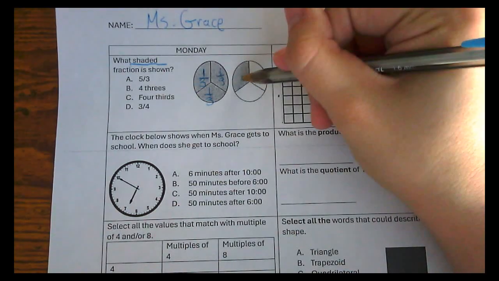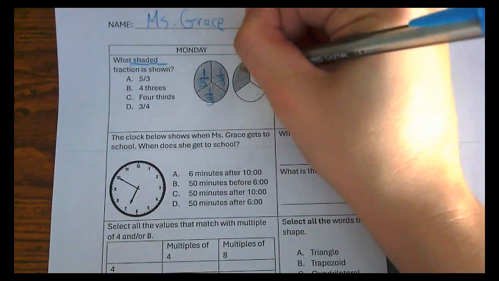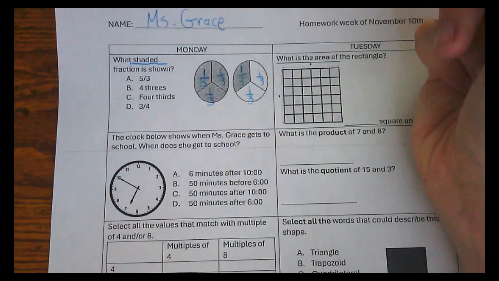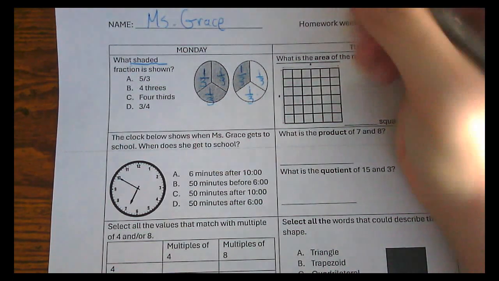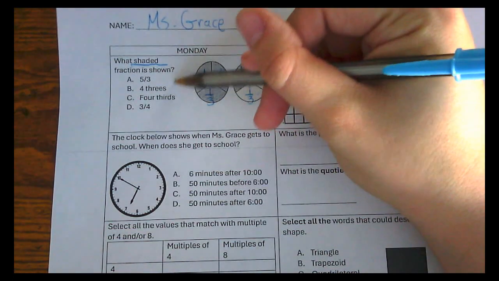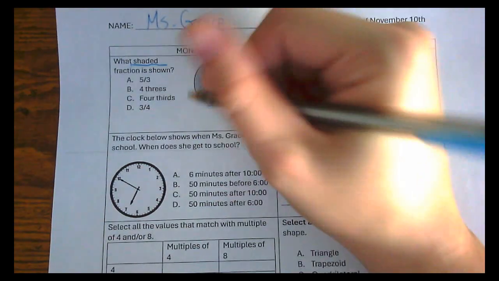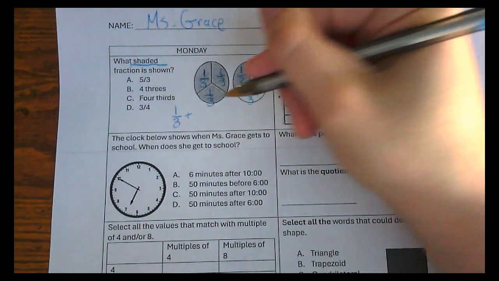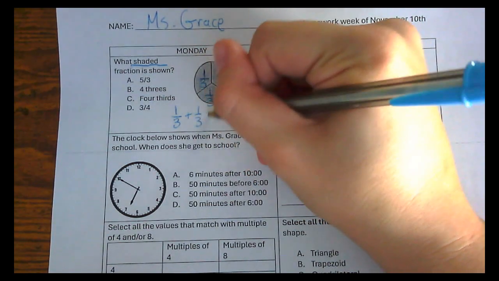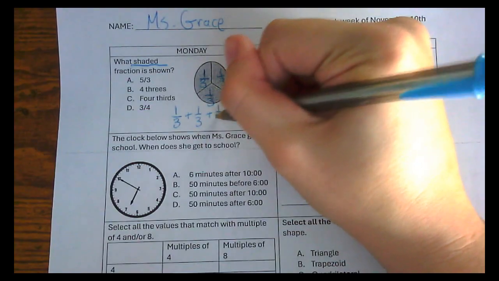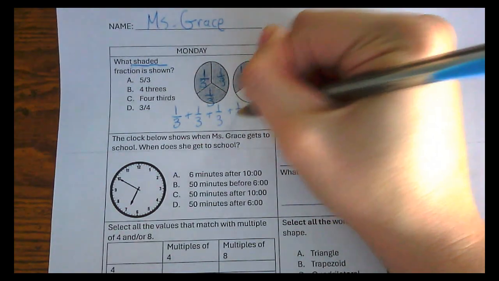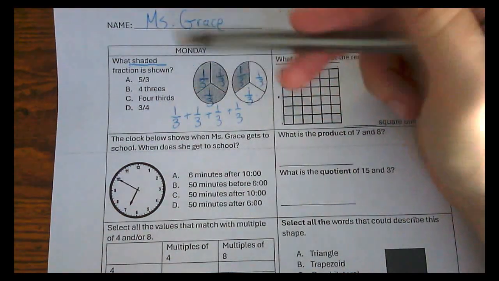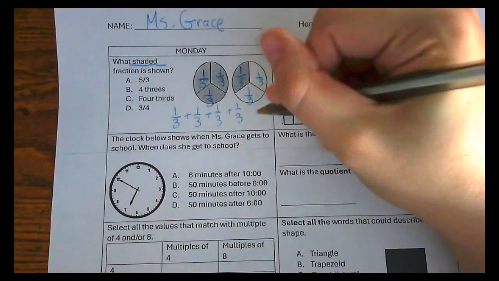Same thing for this whole. This whole has 1, 2, 3 equal pieces, so we're going to label them all 1/3. Okay, now if we're trying to find what is the shaded fraction, I want you to add together those thirds. So that's 1/3, that's 1/3. We're adding together the thirds that are shaded. That's 1/3, and that's 1/3. We're not adding these two because they're not shaded. We're only trying to figure out what shaded fraction is shown.